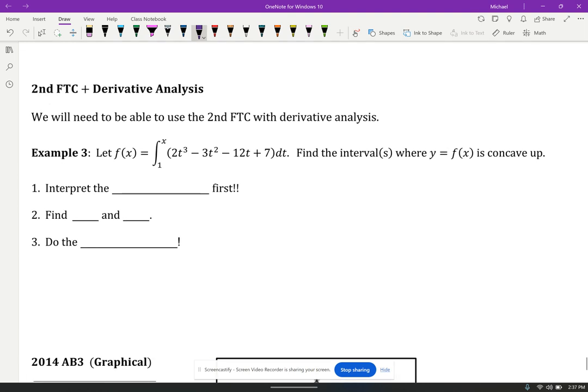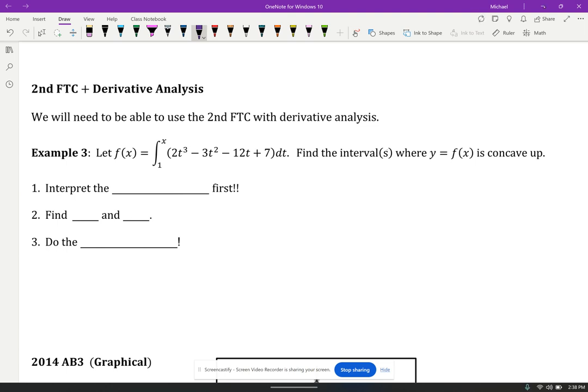Okay, so now we're going to take what we just learned about taking the derivative of an integral function, an area function, and we're going to apply all the things we did in Unit 5 with analyzing behavior of increasing, decreasing, and concavity. We're going to put it all together. So here's an example. Let f of x be this definite integral from 1 to x of the function 2t cubed minus 3t squared minus 12t plus t. Find the interval or intervals where y equals f of x is concave up. Okay, where do we begin? There's a lot going on.